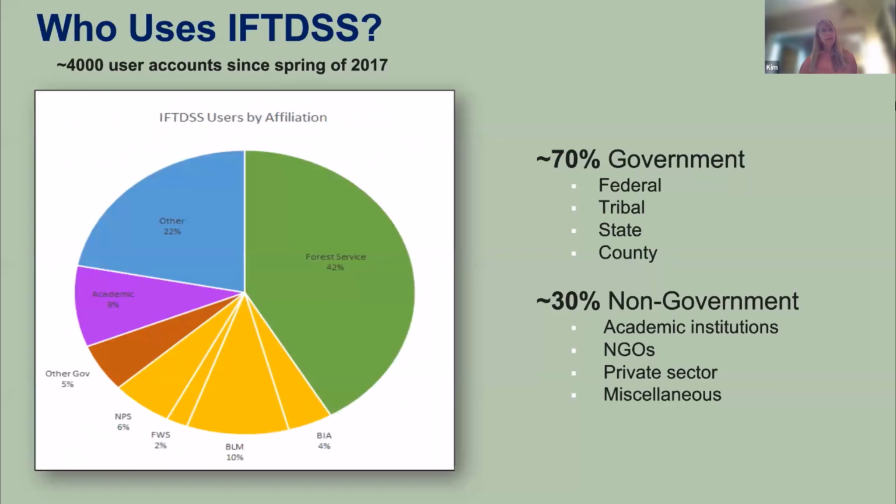We've got about 4,000 plus users these days, broken down between about 70-30 with government and non-government. So we have quite a few non-government folks using IFTDSS, and IFTDSS is open to everybody. Anybody can get an account. If you're not government, then you can use a login.gov method of setting up an account. And then, of course, we're open to all the federal agencies and state, county, pretty much anybody. We like everybody to be able to use it. So we're going to continue to make that the case as we go forward.